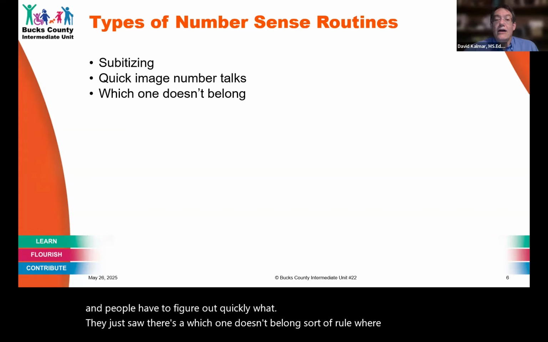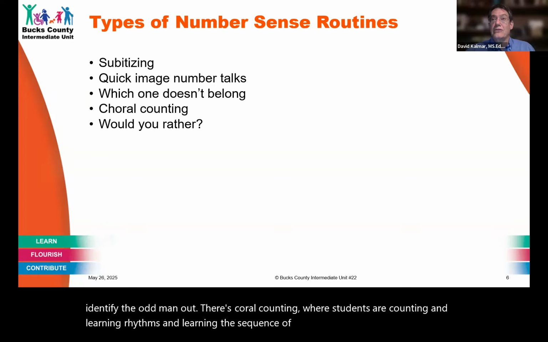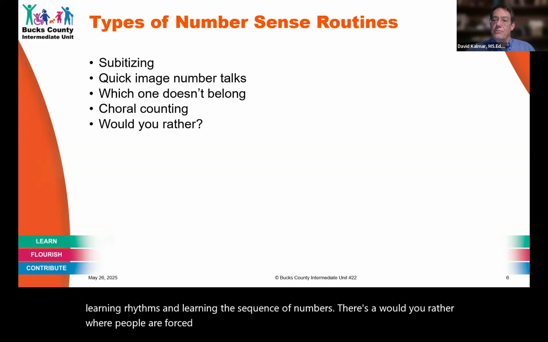where they have to identify the odd man out. There's choral counting, where students are counting and learning rhythms and learning the sequence of numbers. There's a would you rather, where people are forced to play with the idea of more than and less than by trading it off against real world scenarios. There's what's my rule, which we'll talk about today. And then there are number talks, which become challenges for students to talk about how they are thinking about numbers and how they are solving problems and the different ways that math problems can be solved.